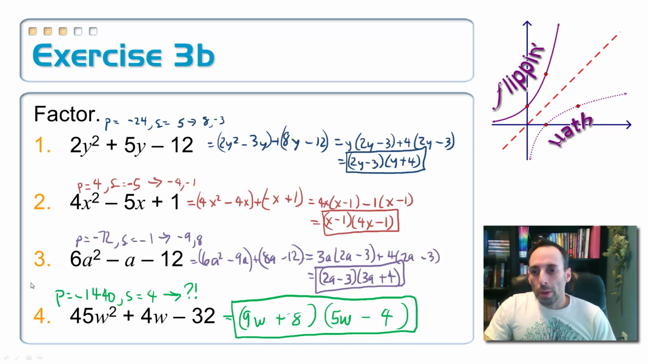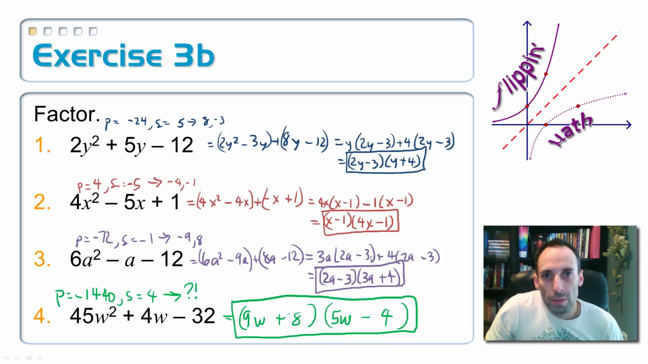Okay. Number 3. Number 3, 6 times negative 12, we get a negative 72 for our product, and they have to add up to negative 1, negative 9, 8. Those are my two factors. Use those to expand the middle term, putting the negative 9 first because it's the negative one. All right, and then factor by grouping. There we go. Number 4.